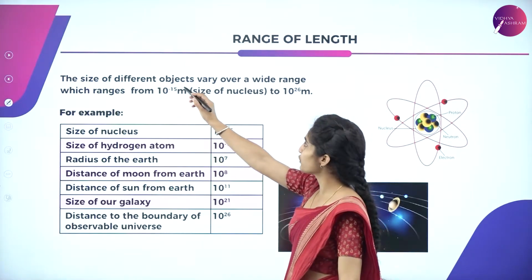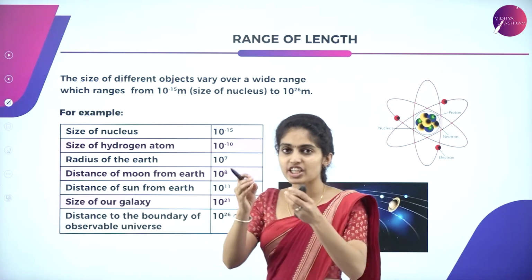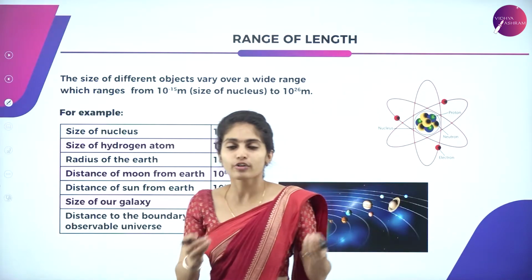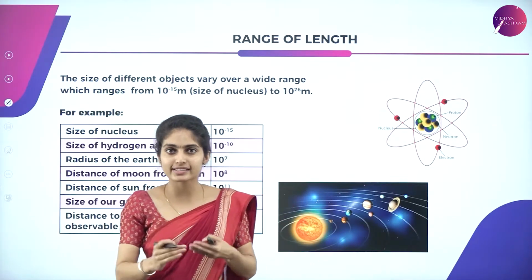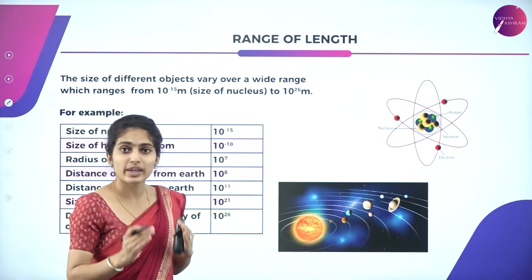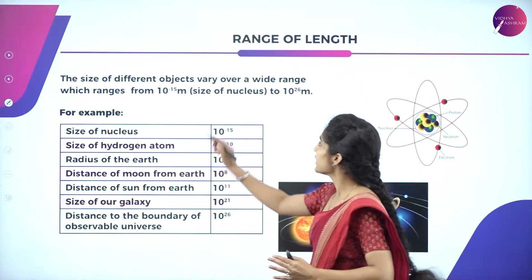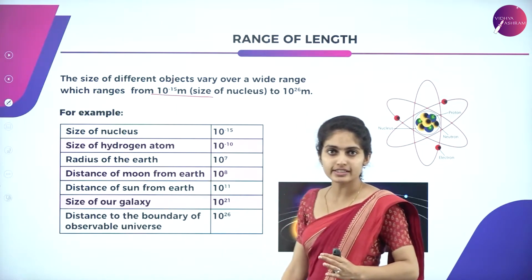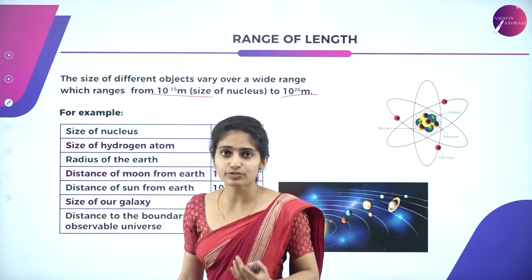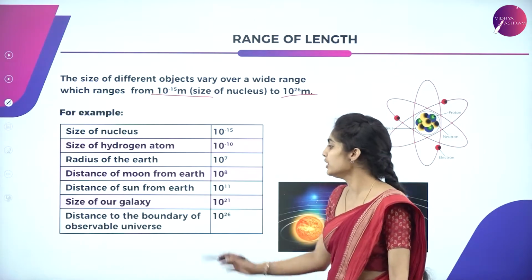So the size of different objects varies. From a certain range to a certain range, the size of each and every physical object varies. The ranges mentioned here vary from 10 raised to minus 15 meter, that is the size of the nucleus, to 10 raised to 26 meter, that is the size of the observable universe, the length of the observable universe.